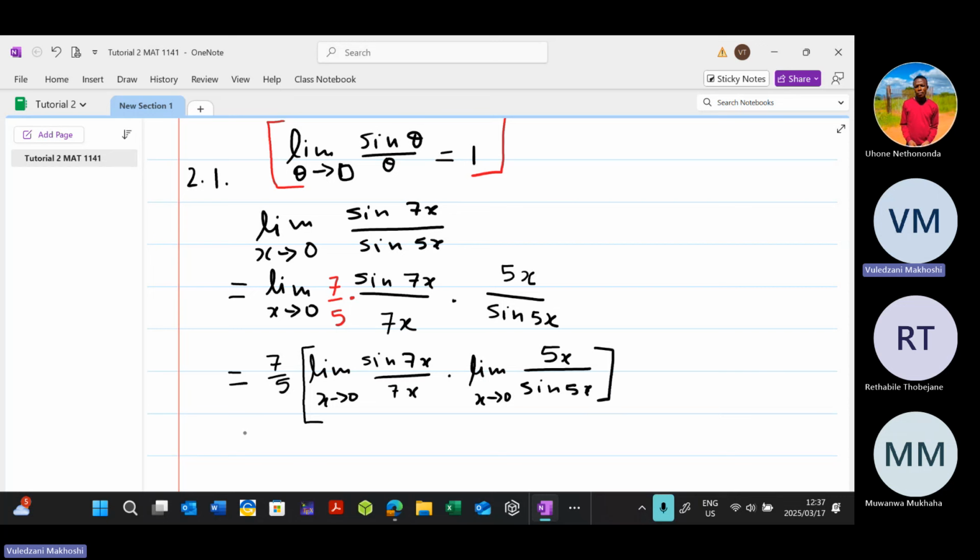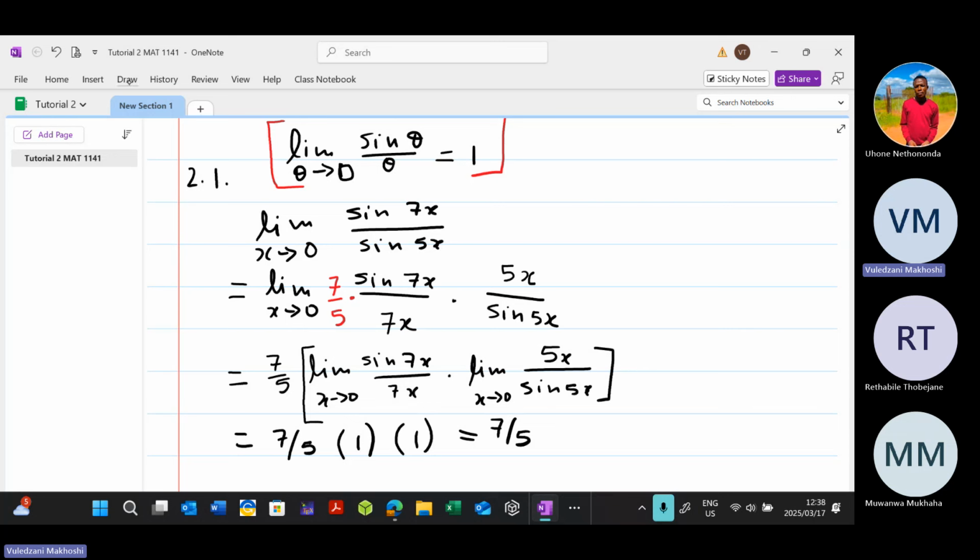This is equal to 7 over 5. When we look at the first expression, the argument here is the same as the denominator, therefore this is equal to 1. Then here, the numerator is the same as the argument down there, therefore when we approach 0, that will be 0, and it satisfies this, which is 1. So the answer is 7/5.